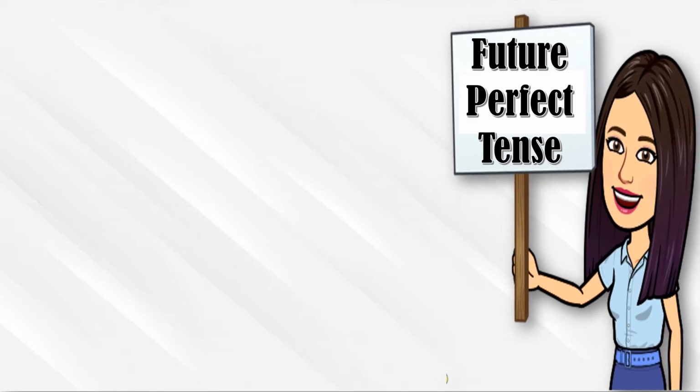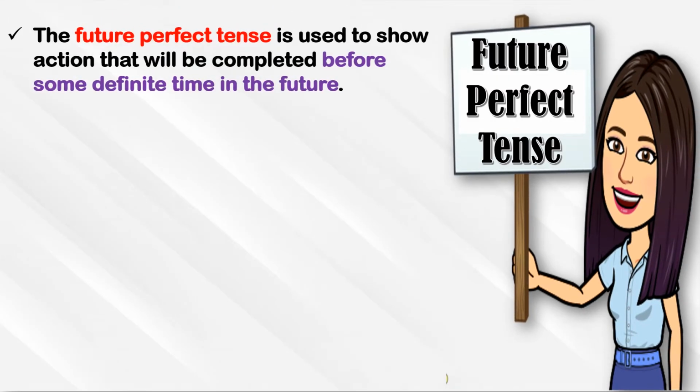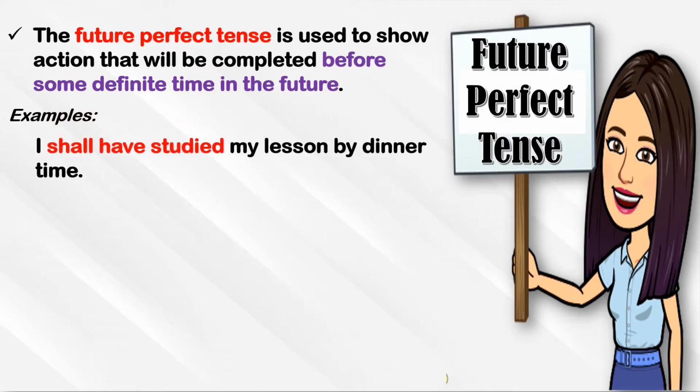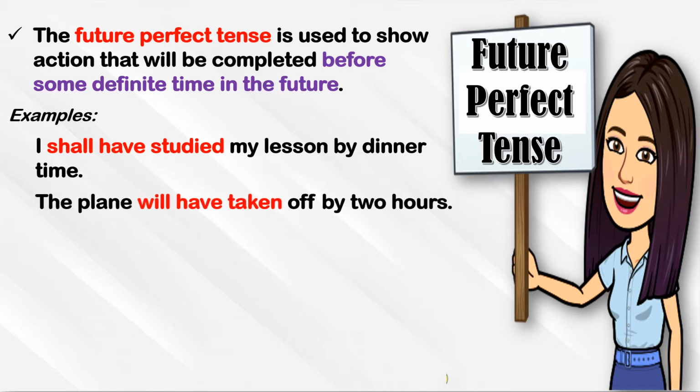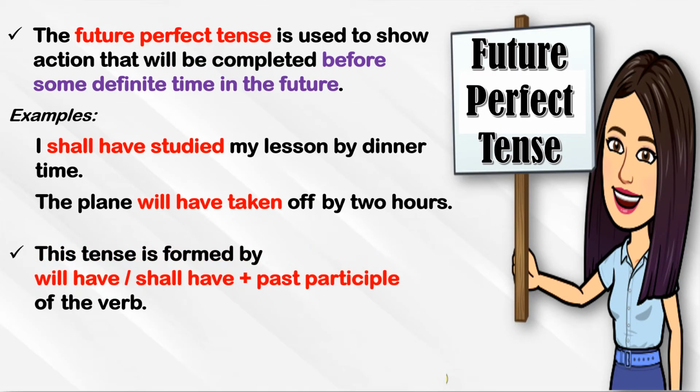Future perfect tense. The future perfect tense is used to show an action that will be completed before some definite time in the future. Examples: I shall have studied my lesson by dinner time. The plane will have taken off by 2 hours. This tense is formed by will have or shall have plus the past participle of the verb.